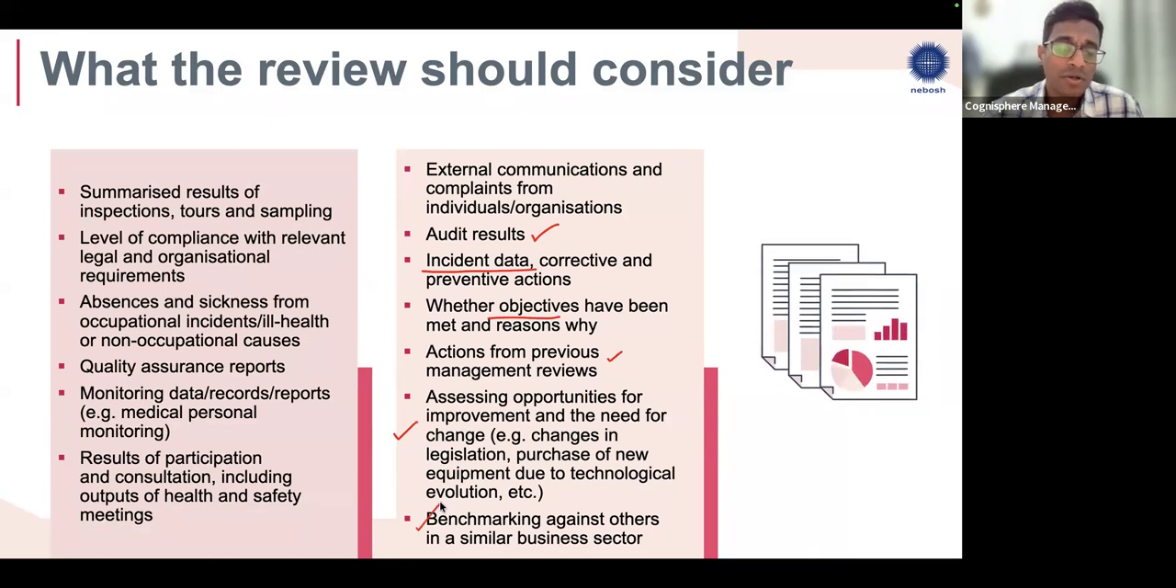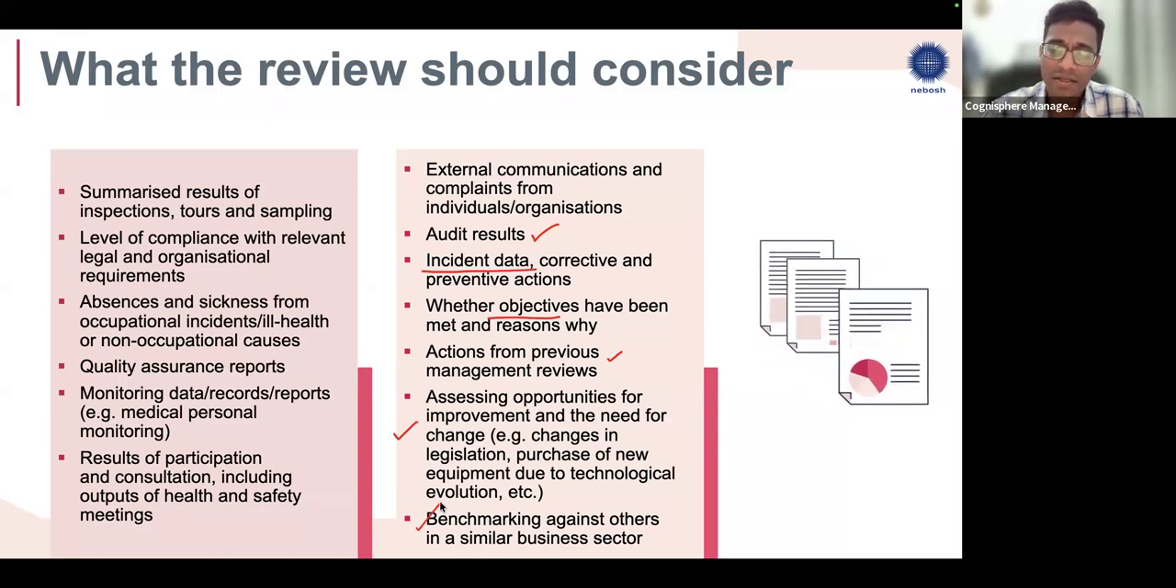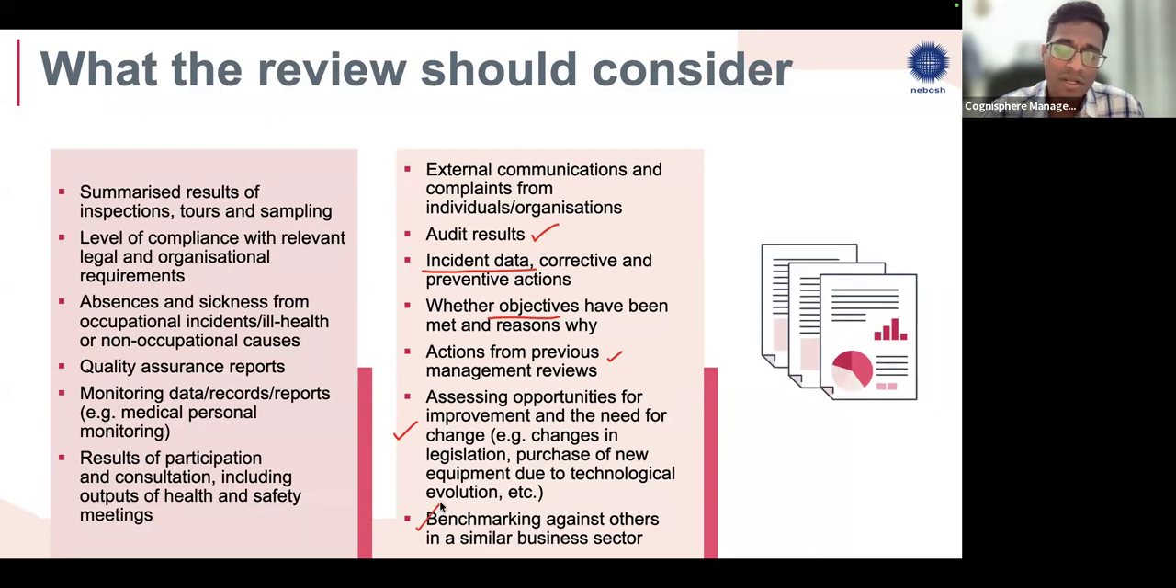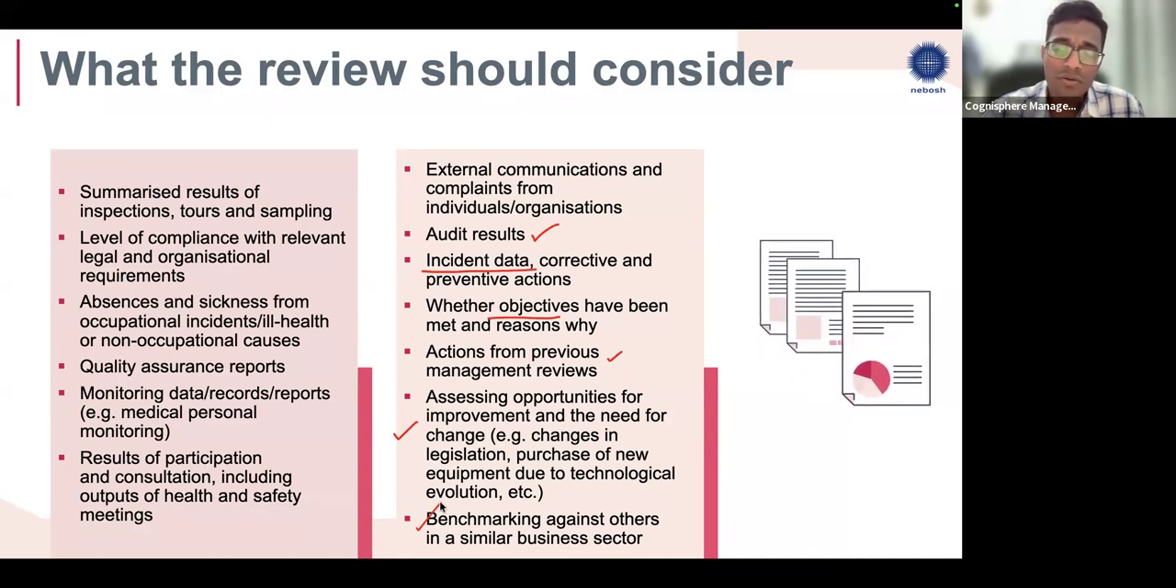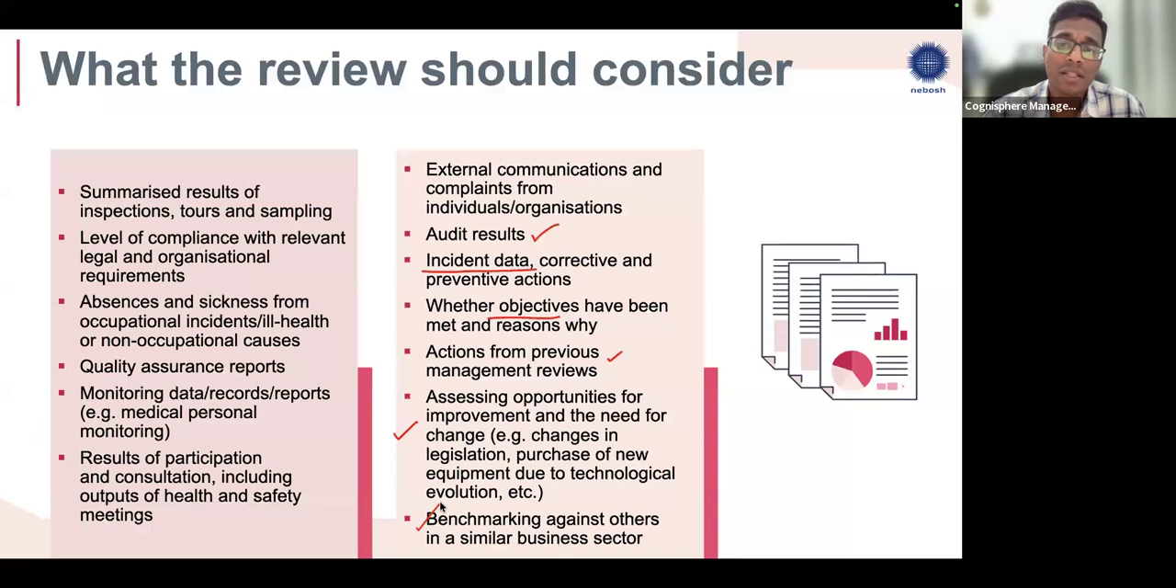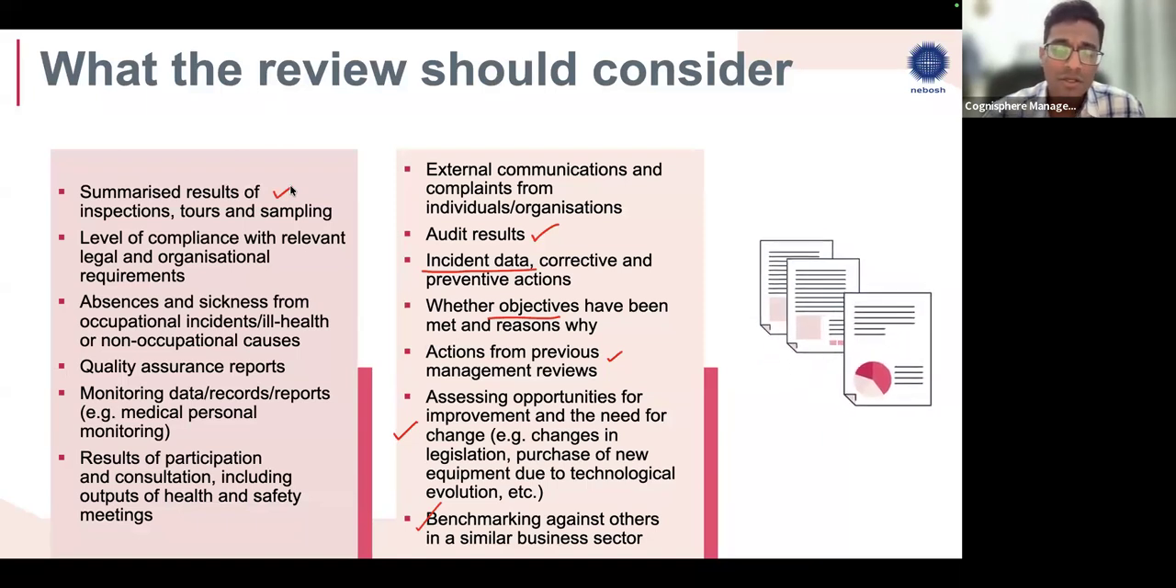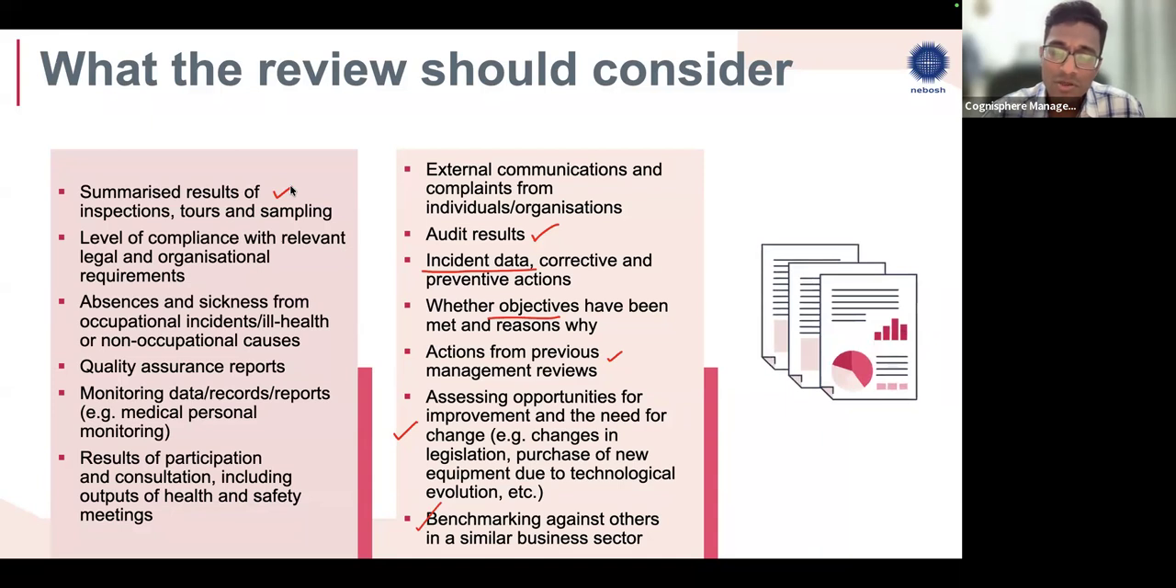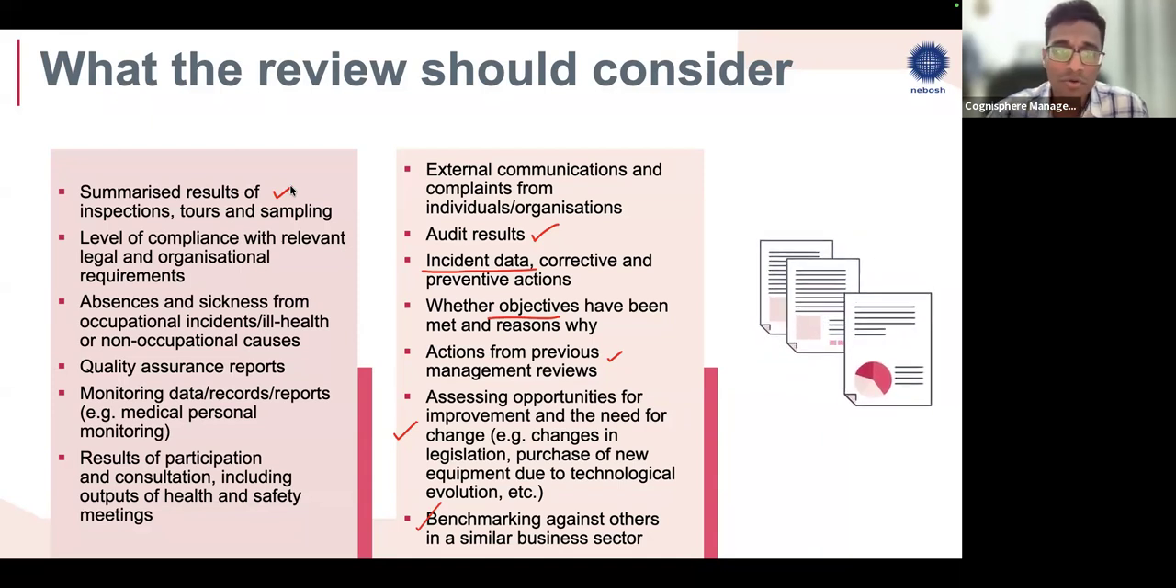And then benchmarking against others in a similar business sector. It is also important to compare your accident data and your ill health data. It's not like you're comparing the service you provide, or your annual revenues. No, here you're comparing the health and safety performance. And then summarize results of your inspections, tours, and sampling. You will review your inspection reports, your safety tour reports, your sampling reports. So where are the non-compliances and how to improve them.